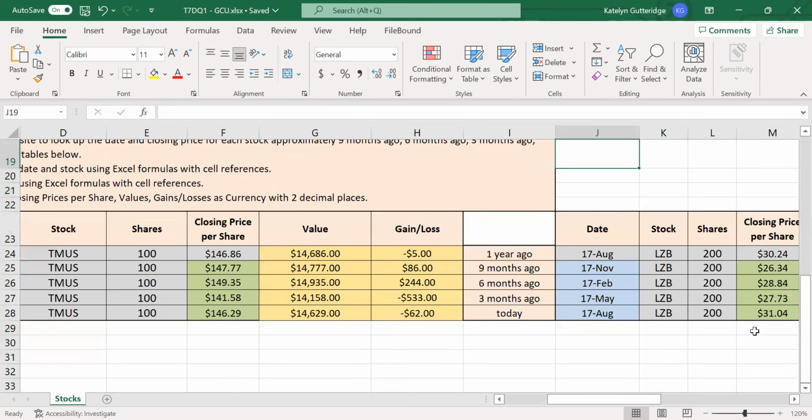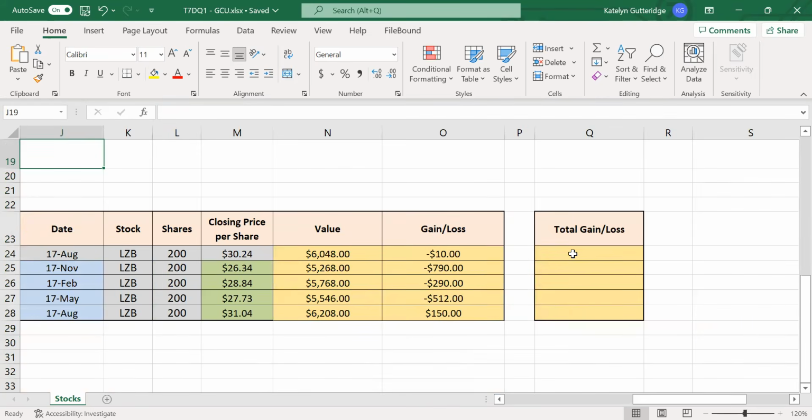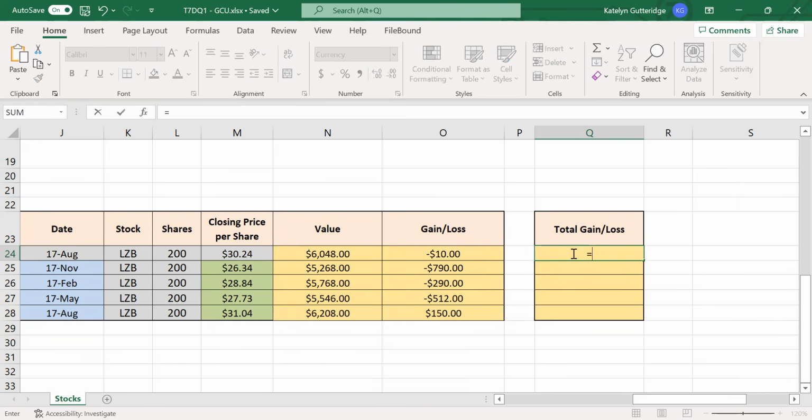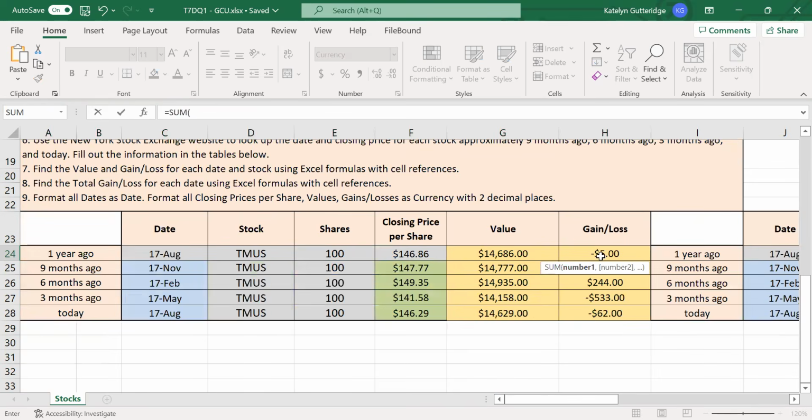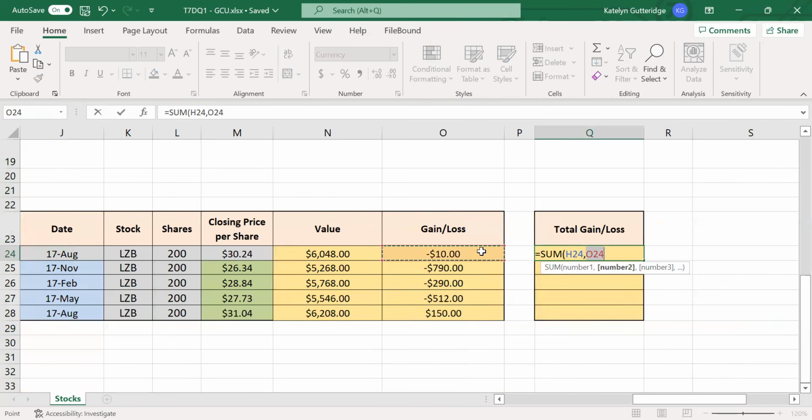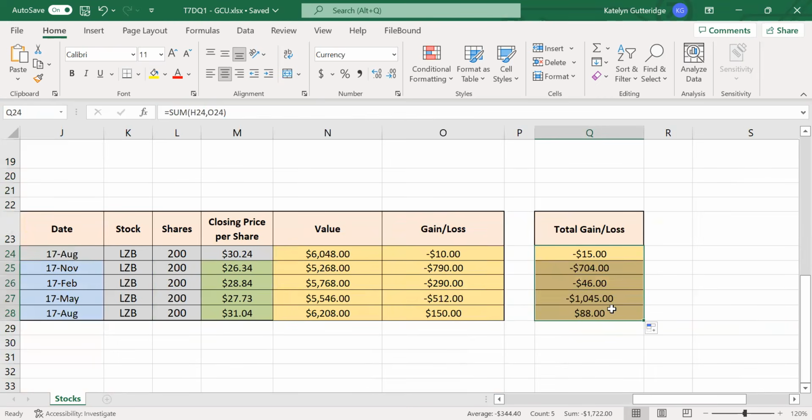Now to find the total loss and gain, we want to take the loss and gain for each individual stock, add it together, and that will get us the total loss and gain for both stocks together. So I am taking the sum of the first loss and gain and the second loss and gain. And I'm only summing those two cells. And then I want to do that for the rest of the rows until I get to the very bottom.